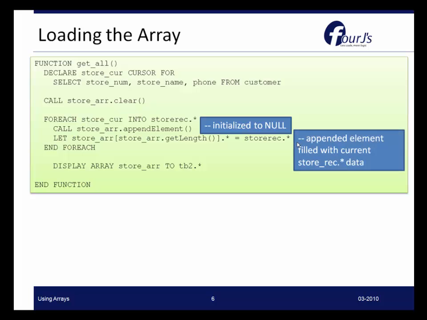Then the last fetched record is assigned to the newly created element at the end of the array. All members of the record are copied respectively to the members of the new array element. This continues until the result set is exhausted, then the cursor is closed and the for each loop is ended. So for example, if we defined the store array and we declared a cursor, the first thing here you saw was it's being cleared, and then in our for each loop we're going to go ahead and fill the array.